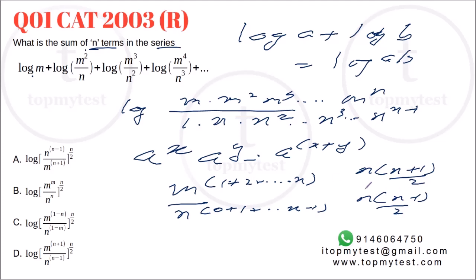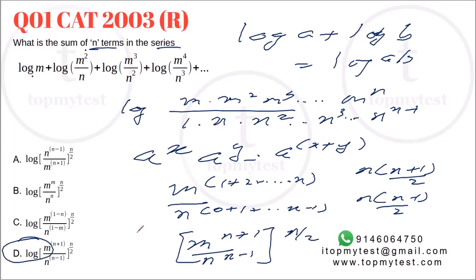You'll get this. I can resolve the inner part as m to the power n plus 1 divided by n to the power n minus 1 whole to the power n by 2, which is option D. Pretty straightforward. Let's go to the next one.